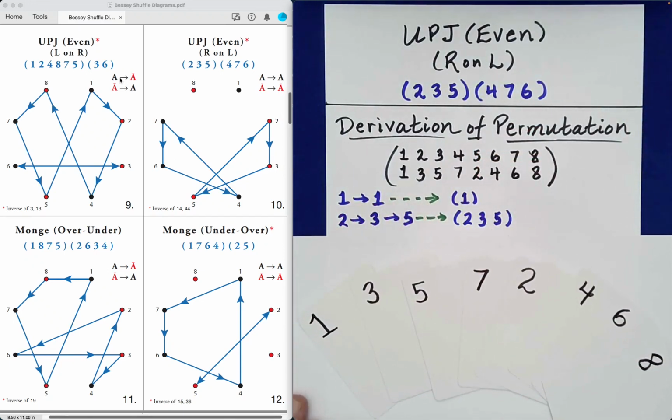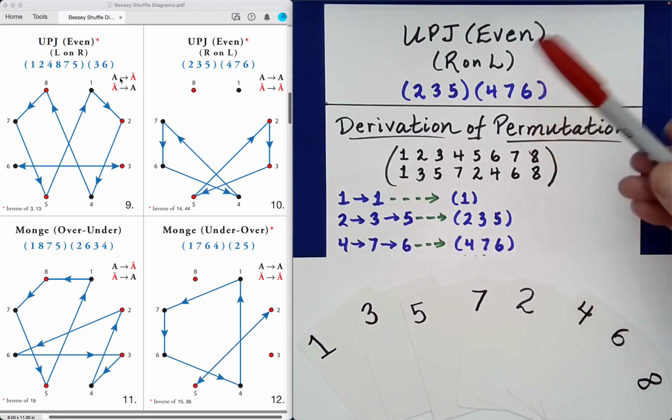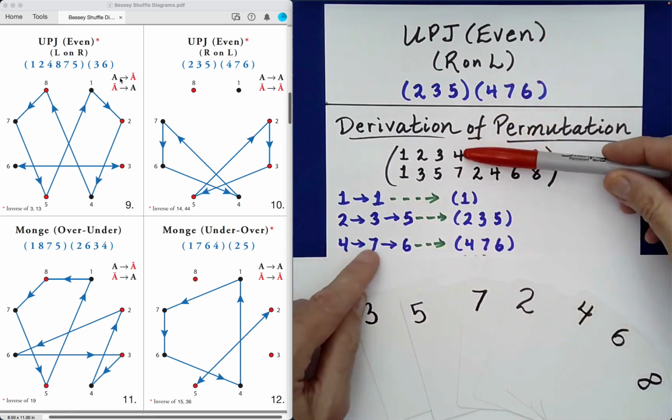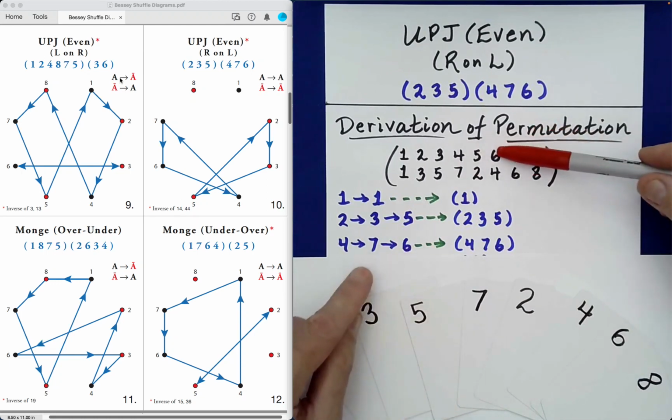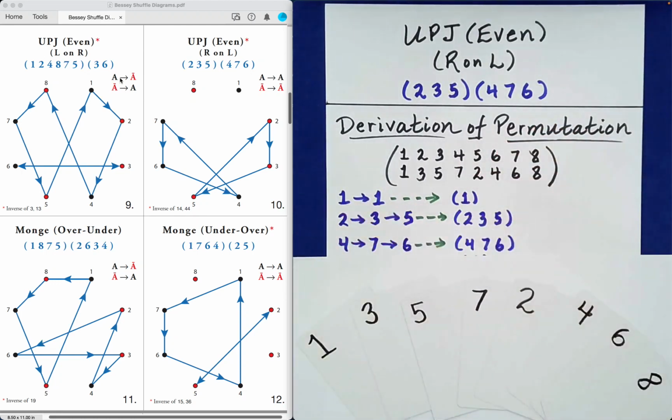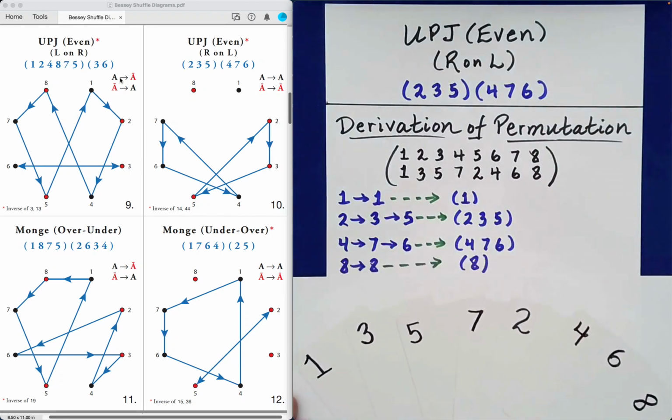It's a 3 cycle. Similarly for 4, 4 gets sent to 7, 7 gets sent to 6, and 6 gets sent to 4. So it wraps around. So that's a second 3 cycle. And then we have just one more fixed point. Whatever's in position 8 will stay in position 8 regardless of how many times you perform that shuffle.